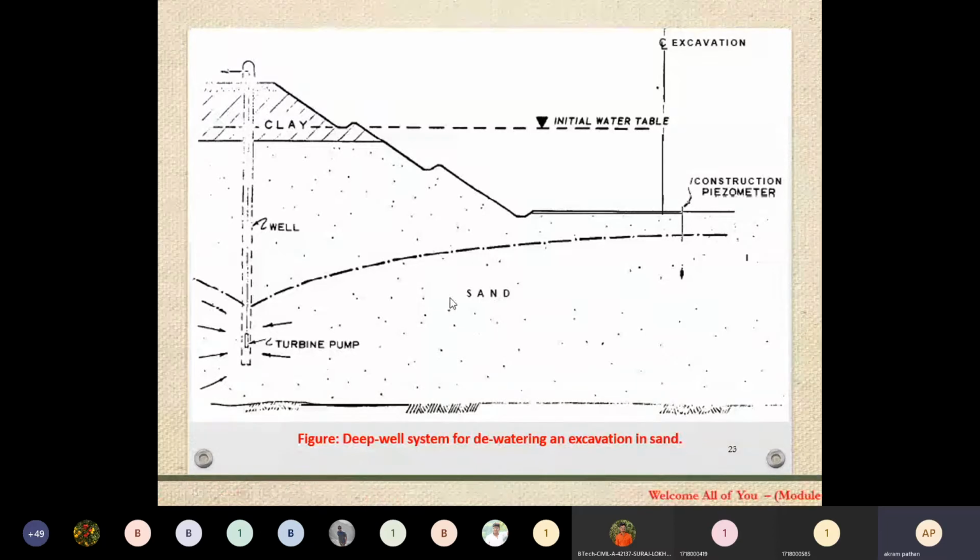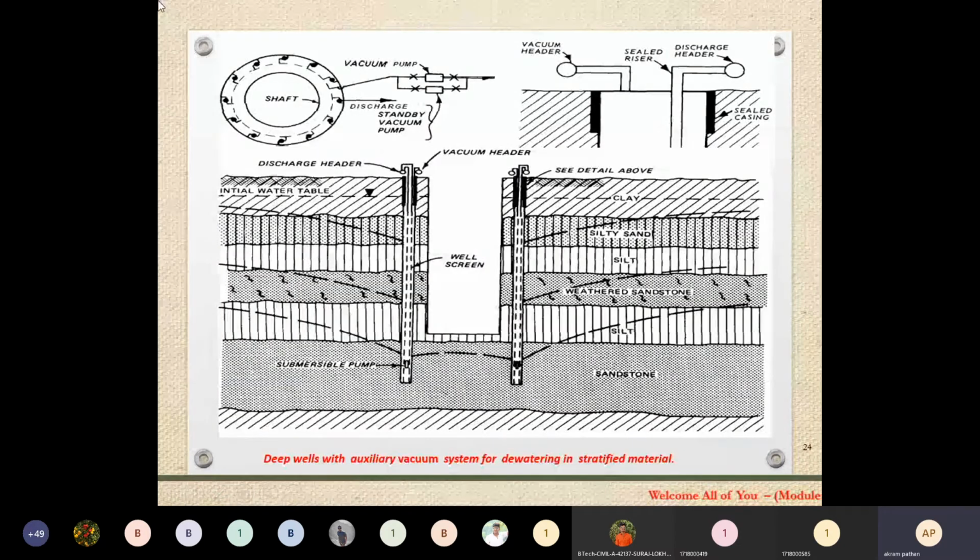So this is the application of the deep well system for dewatering of excavation in sand, silty or gravel type of strata below the ground level. Then these are the sections. This is the diameter of the borehole, 15 to 16 centimeter. Then these are the structures.